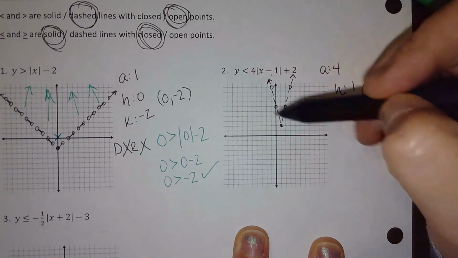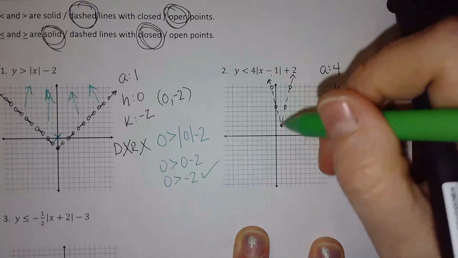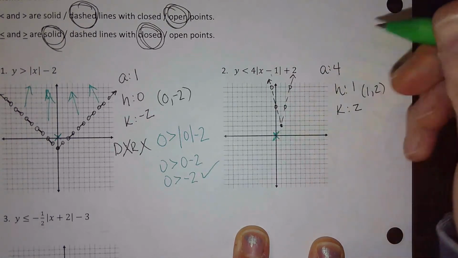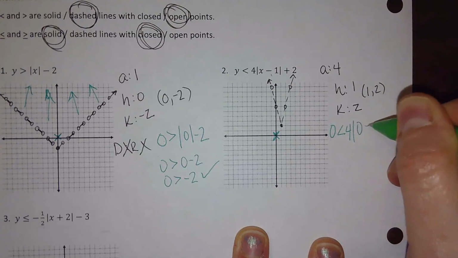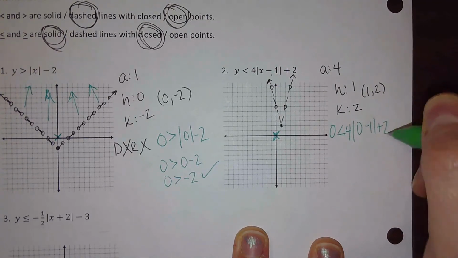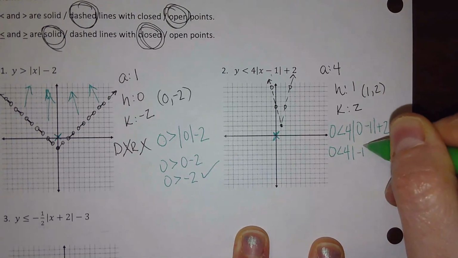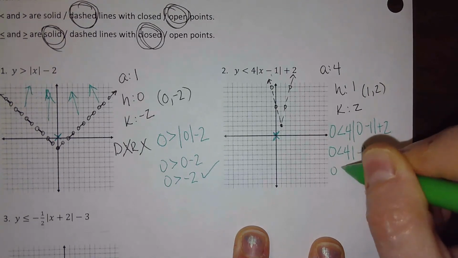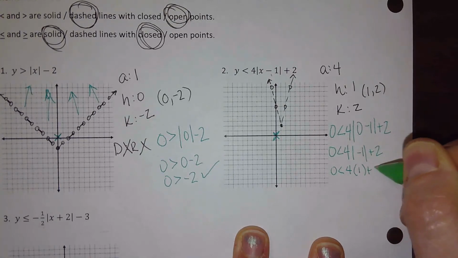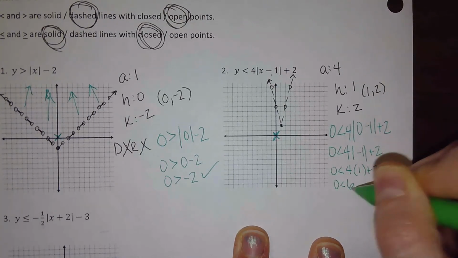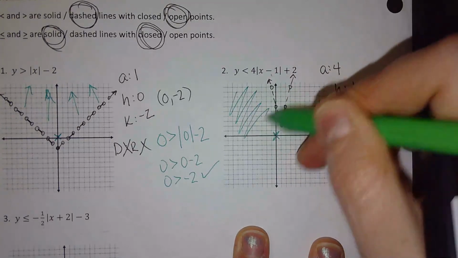Now, it says I want all the y's less than, so I should know I'm going to shade down here, but I am going to check a point just in case I graphed wrong. So I'm going to take 0 is less than 4 times the absolute value of 0 minus 1, plus 2. So 0 is less than 4 times the absolute value of negative 1, plus 2. 0 is less than 4 times 1, since the absolute value of negative 1 is 1, plus 2. 0 is less than 6, which is true. So since this is a true answer, everything out here is going to get shaded.